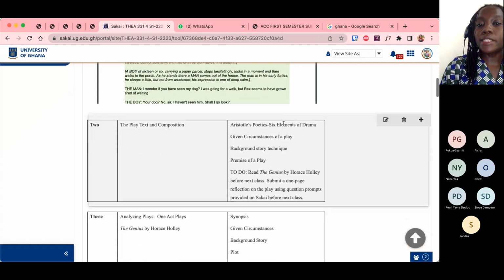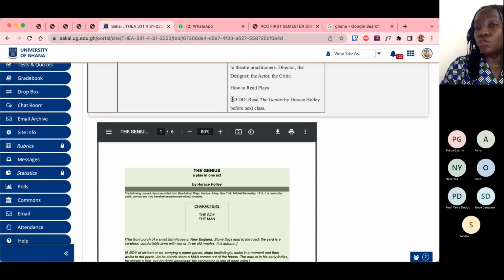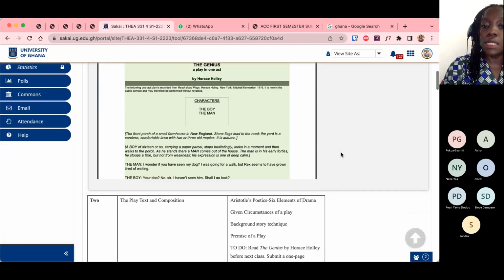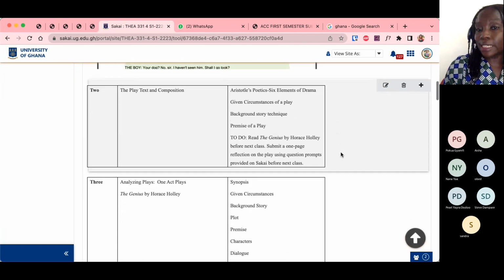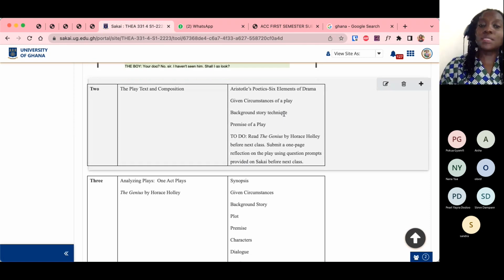And so I intentionally put "to do." Every time you see "to do," it means that's what you are supposed to do before the next class. So you should read The Genius by Horace Hawley. Even though we are not discussing it next week, I want you to read it so that you can make your notes and be ahead.